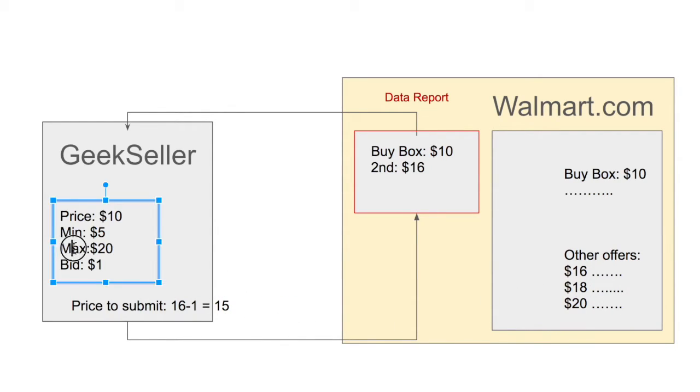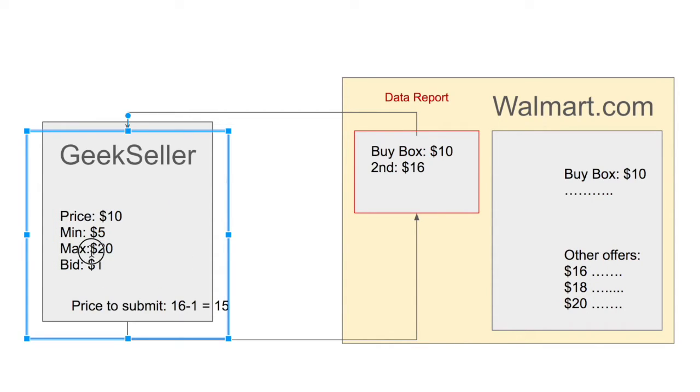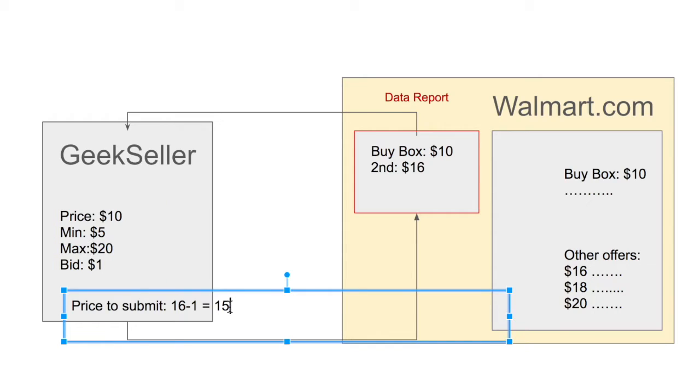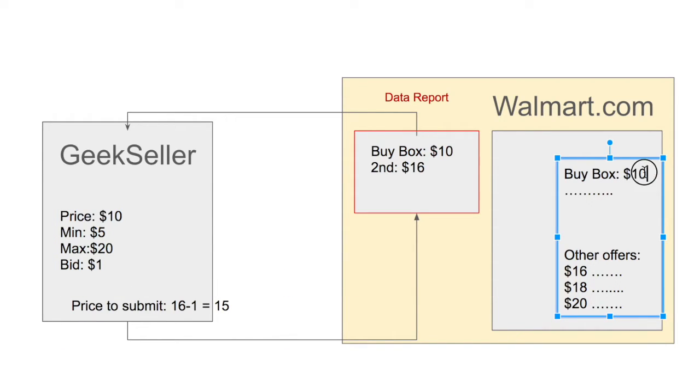Of course, we're also checking the max. So if, for example, the maximum would be 14, we wouldn't submit 15, we would submit 14. But in this case, the maximum is 20, so we want to submit 15, and our system will submit 15 here. And we will still be winning the buy box. Those prices are changing, sellers are coming and going, they're increasing their prices. So this is very important to actually allow us to bid up.